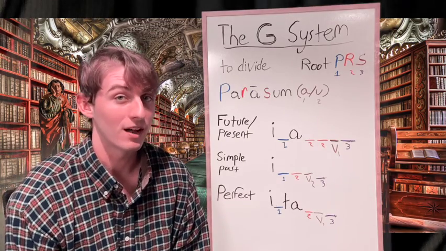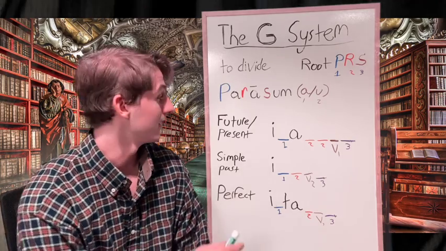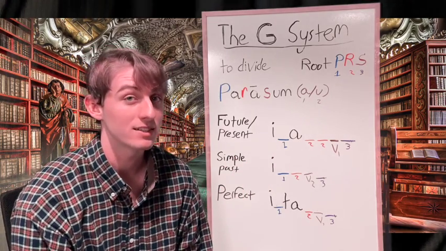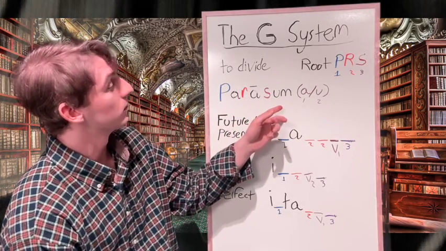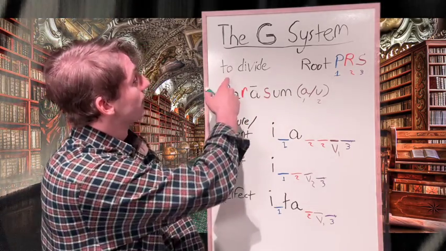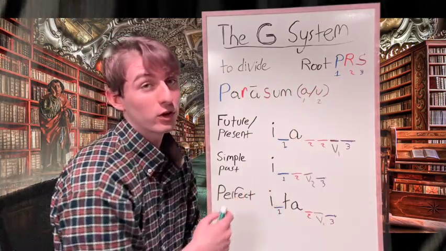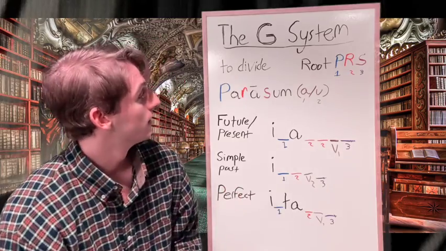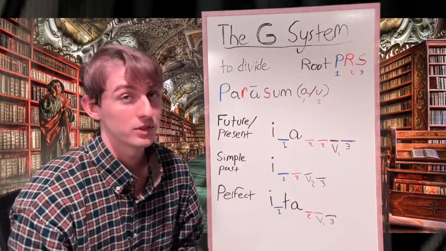I know that these paradigms can seem a bit overwhelming at first, but let's do another example, and you'll realize that the different patterns make things a lot simpler, and they're pretty easy to understand. So let's look at parasum, which is a word which means to divide, with a first root letter P, second root letter R, and a third root letter S. So using our patterns, we're going to plug in these root letters to figure out what we should get.